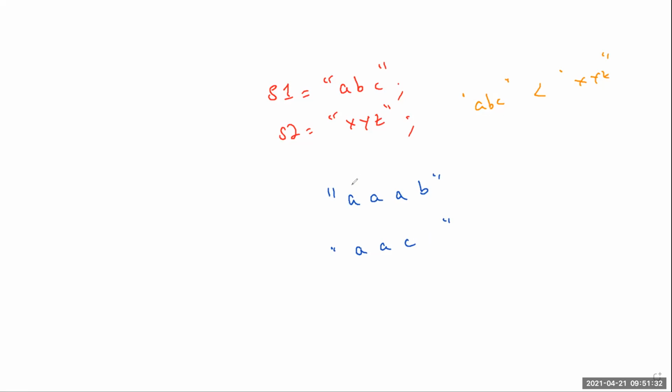So what we do, we compare the first character with the first character. Both are same, we cannot make a decision. We compare the second character with the second character. Both are same, we cannot decide. We make a comparison between the third characters. A is less than C.